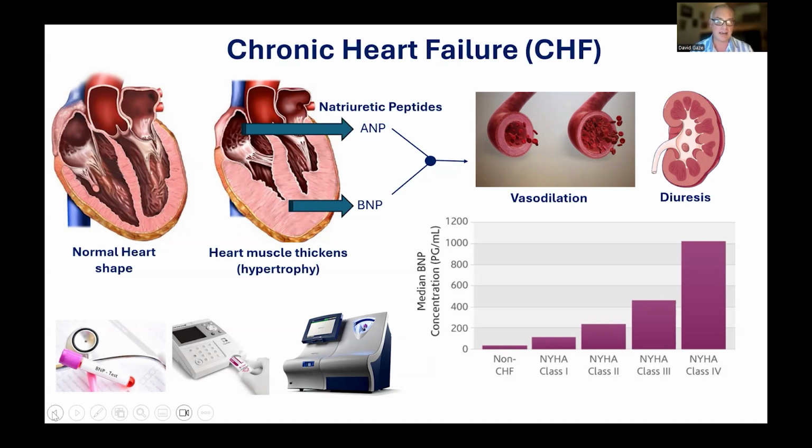The heart will release proteins called natriuretic peptides, which cause vasodilation and diuresis to try and physiologically resolve this problem. We can use these as markers of the severity of heart failure. You can see on the bottom right-hand side the NYHA classing. As the class gets worse from class 1 to 4, we have an increase in these markers, and they're associated with poor prognosis. Again, we can do them at point of care and in the laboratory.